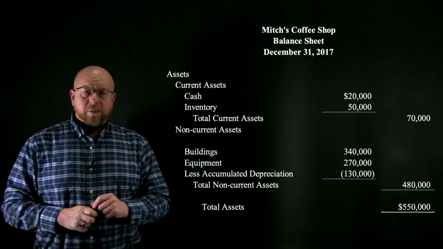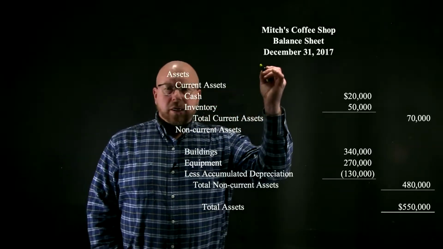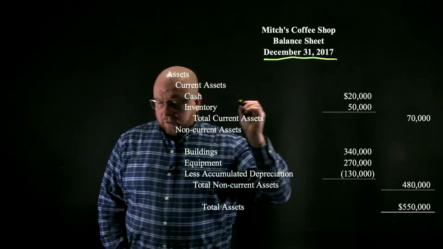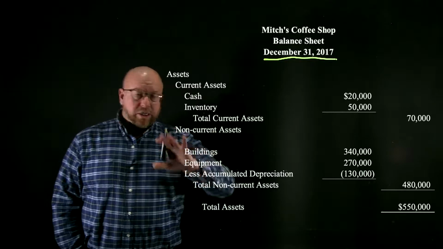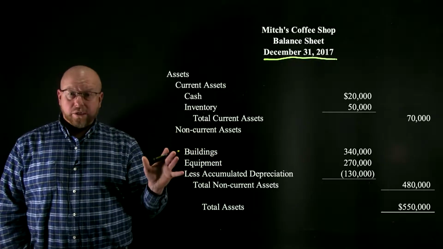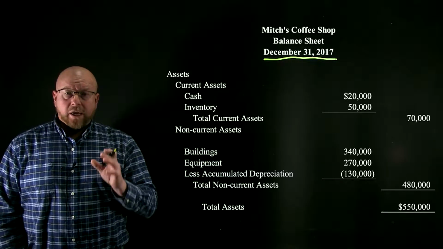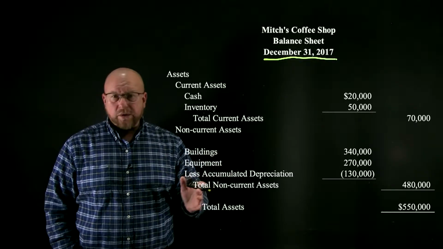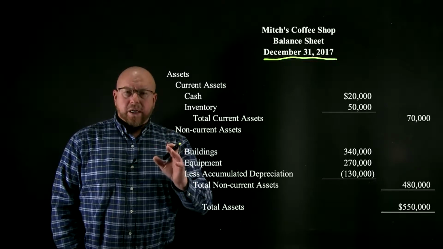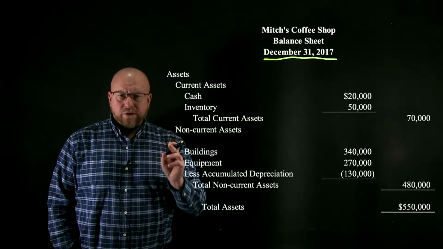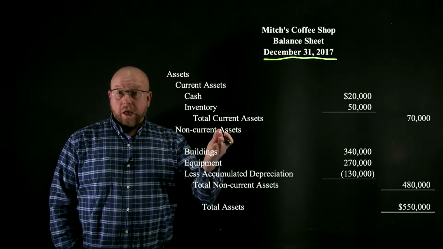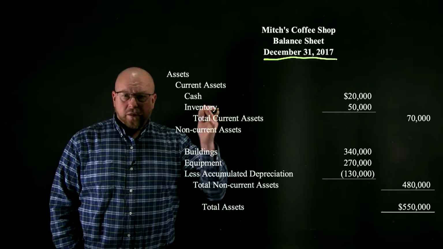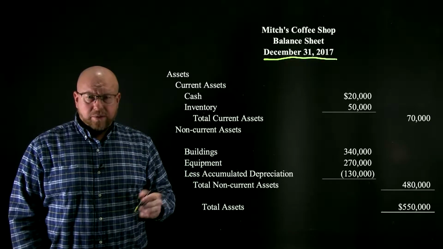Now, one thing to notice about the balance sheet is it really is only at a very particular point in time. So this does not cover an entire month. It does not cover an entire year. What it really does is it explains what the assets and liabilities and also owner's equity, as we'll see in a few minutes, it explains what those amounts are at this very particular point in time. On New Year's Eve, December 31, 2017, these were the assets and liabilities of this particular company.